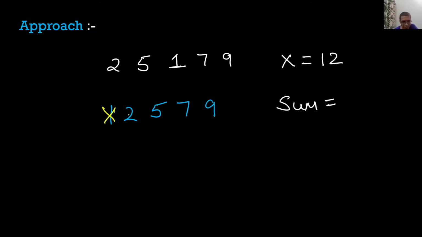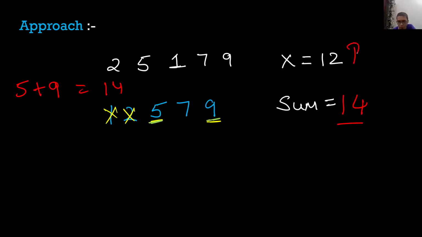So again, I'll discard this 2 and now I'll move on to this 5. So now we have two elements, 5 and 9. Let's see whether these two are able to make the sum 12 or not. So I'll add 5 with 9. 5 plus 9 equals 14. So now the sum is 14, which is more than 12. Hence, this time, one out of these two would again not make any sense.